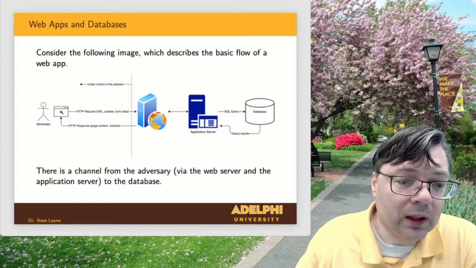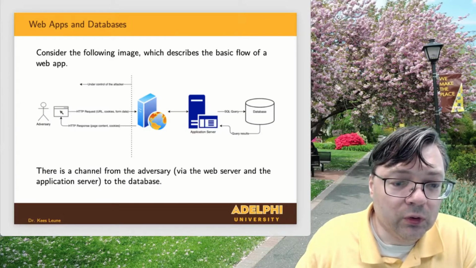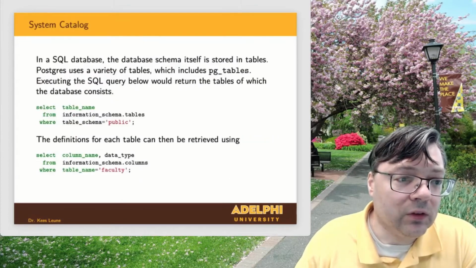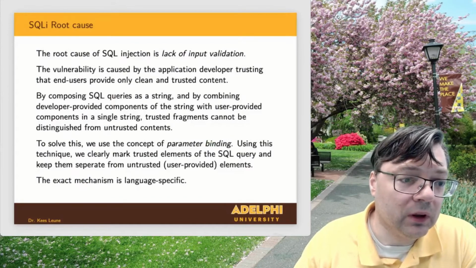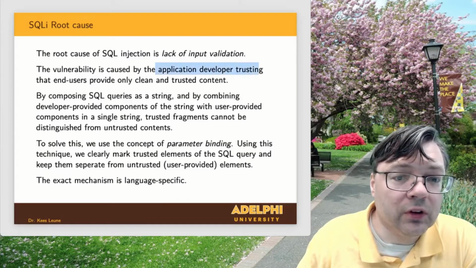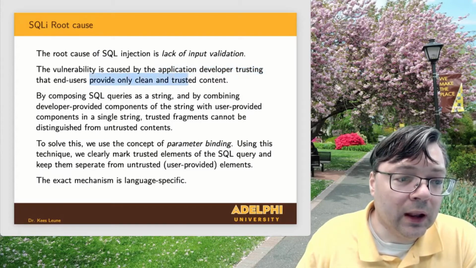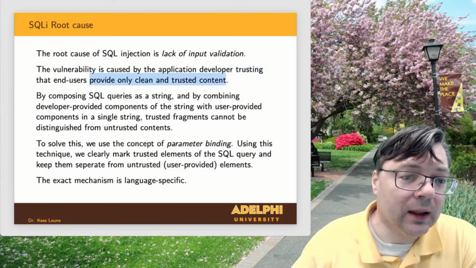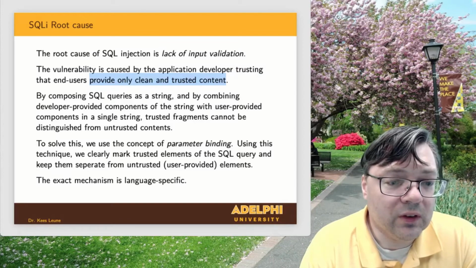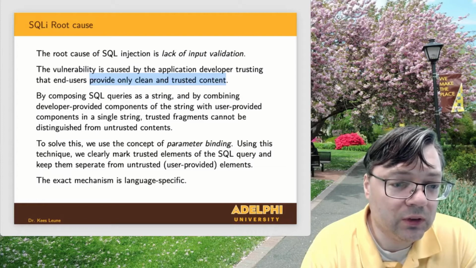So we want to make sure that whenever we pass user input to an application, that it does not filter through to the SQL query unchanged, or at least not in a trusted way. And that is the solution to preventing SQL injection. We want to make sure that the application developer does not trust input from the end user, and that they assume that the end user does not only provide clean and trusted content. And that means that we cannot just take what the user sends into the application and use that without any form of scrutiny to create a new string.